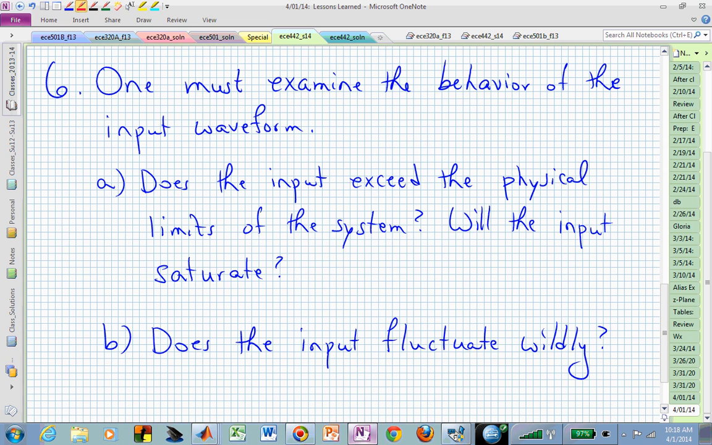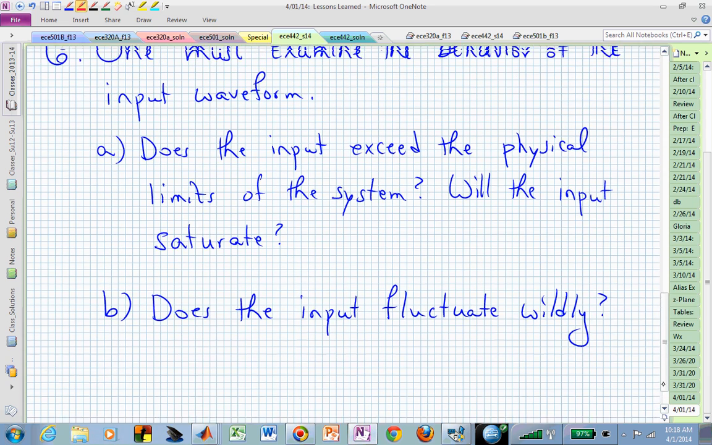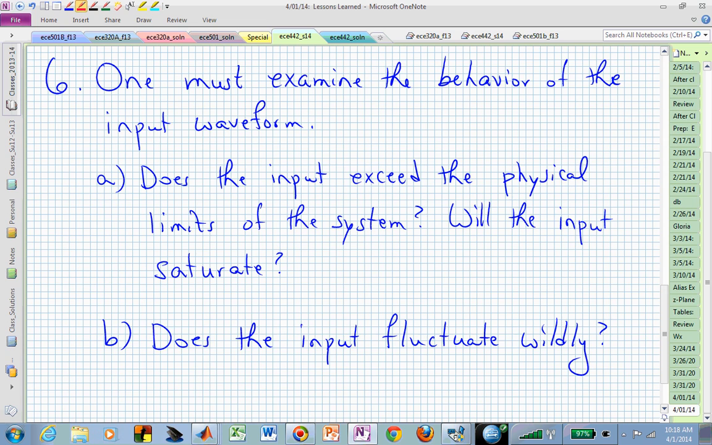We also probably want to examine the input waveform and see, is that input fluctuating wildly between plus and minus values? And if it is, we probably don't want to continue down that path with our controller design. That's where I would like to stop this particular discussion of the direct design approach or method of Ragazzini applied to a normalized DC motor.